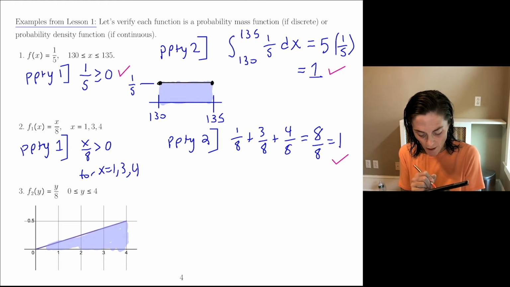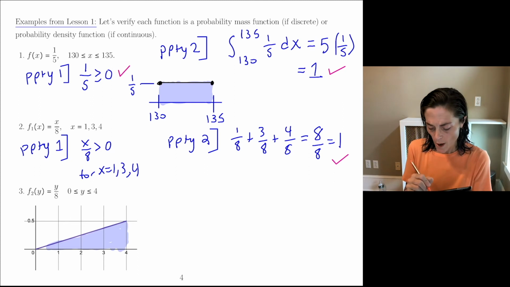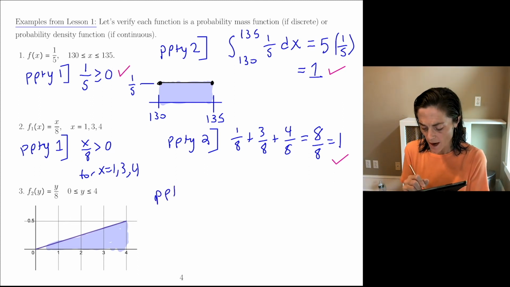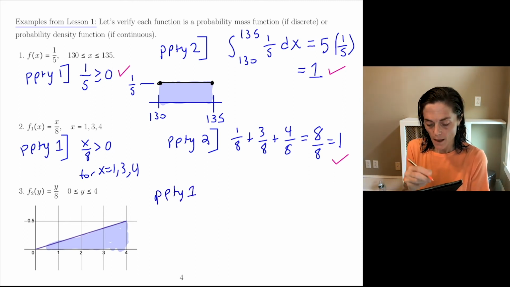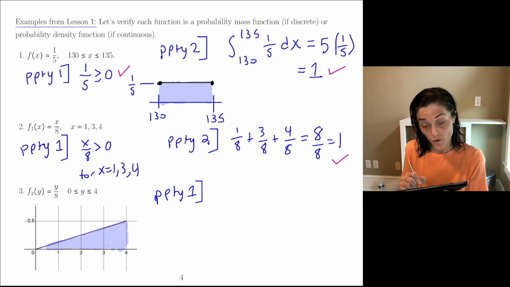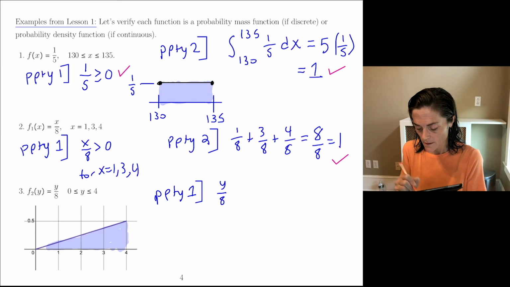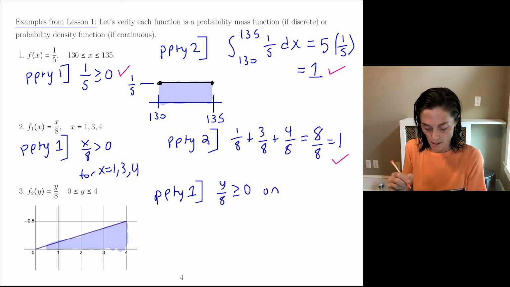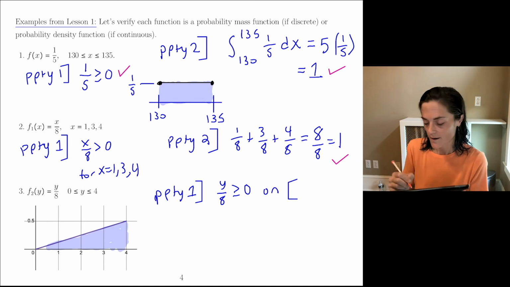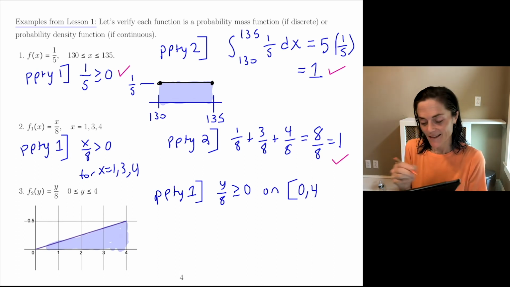Well, we can see by looking at the graph, property 1 holds because I have a graph. So property 1, y over 8 is greater than or equal to 0 on this closed interval, 0 to 4. In fact, we see it in the graph.